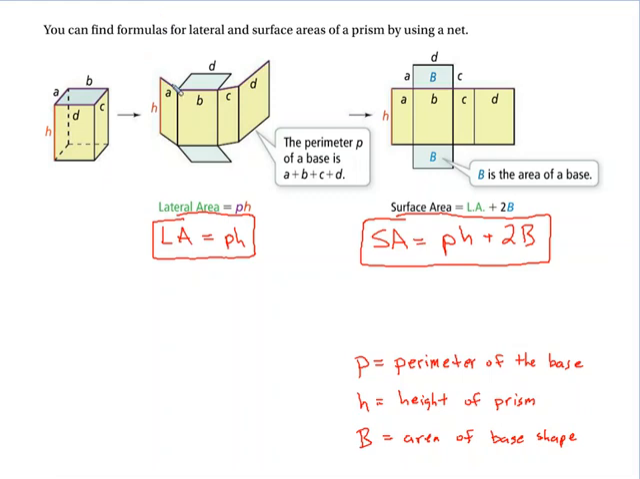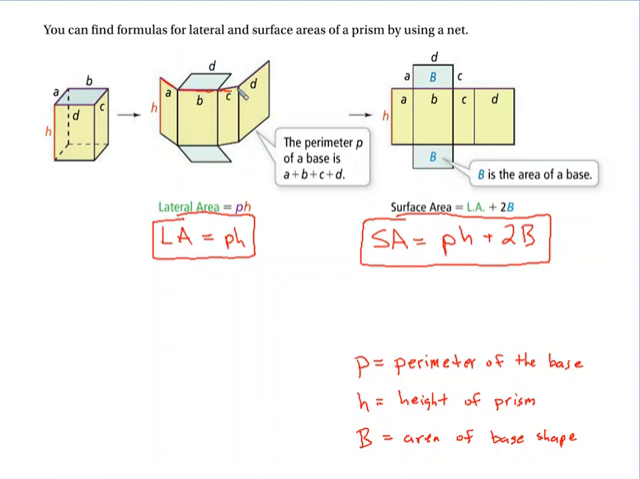Now, one thing the net also demonstrates is another approach to this. Let's start with just the lateral area, which in this picture is the area of the four rectangles. One way to think of it is they are all rectangles that have the same height, and that height is the height of the prism, right? That H. That's a common height to all of the rectangles. Now, what's different is the edge lengths of all these rectangles.